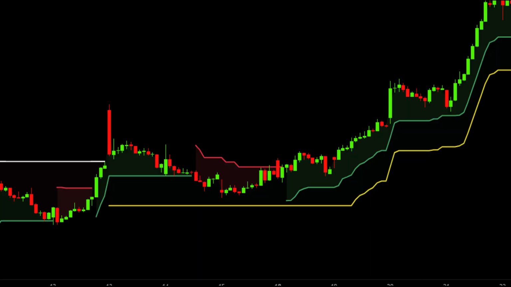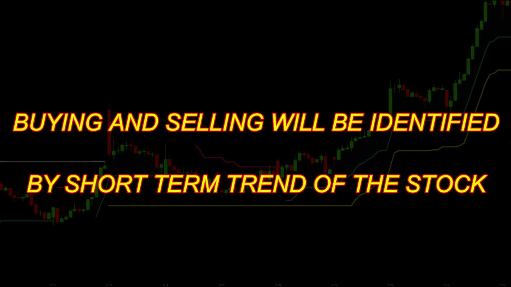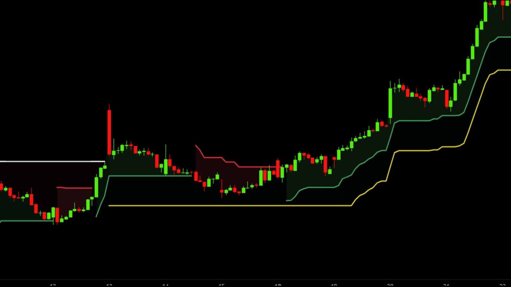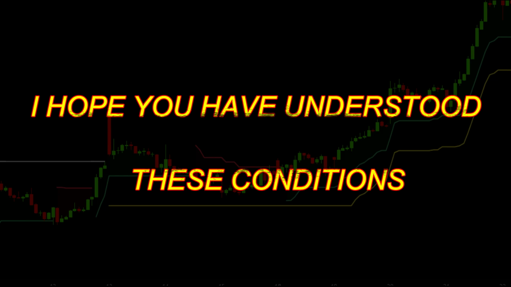Now let's understand our main conditions for the trade. For that, we take another example. As you can see in the chart, the short-term trend is bullish, but we cannot buy here because the long-term trend is bearish. After some time, the long-term trend becomes bullish, but we cannot buy here also, because buying and selling will be identified by the short-term trend of the stock. Thus, we will only buy when the short-term Supertrend becomes bullish, and at that time, the long-term Supertrend must be bullish and constant. I hope you have understood these conditions.